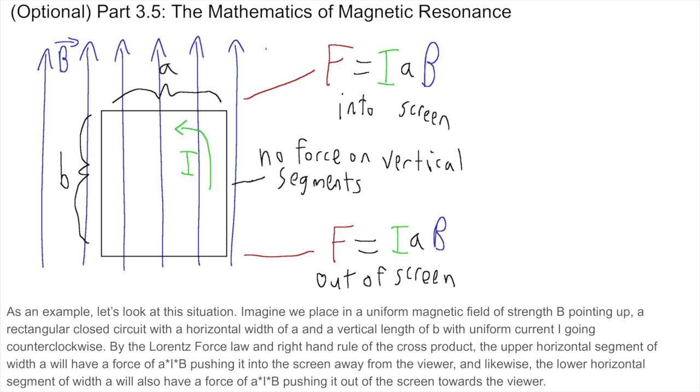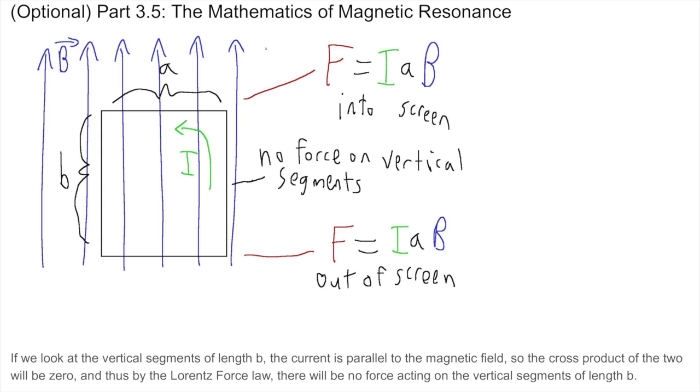As an example, let's look at this situation. Imagine we place in a uniform magnetic field of strength B pointing up a rectangular closed circuit with a horizontal width of A and a vertical length of B with uniform current I going counterclockwise. By the Lorentz force law and right-hand rule of the cross product, the upper horizontal segment of width A will have a force of A times I times B pushing it into the screen away from the viewer, and likewise the lower horizontal segment of width A will also have a force of A times I times B pushing it out of the screen towards the viewer.